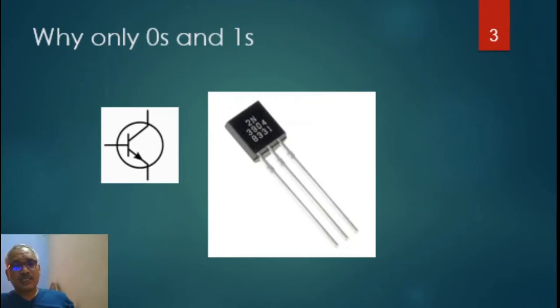This transistor is capable of maintaining only two voltage levels reliably. Please note, it can maintain reliably only two voltage levels, which is a low voltage level and a high voltage level. When I say low voltage level, it can be somewhere between 0 to 1.5 volts, and the high voltage level can be somewhere between 4 to 5 volts. Because this transistor can reliably maintain only two states, or two voltage levels, it can be used to map only two symbols, and those symbols are zeros and ones.